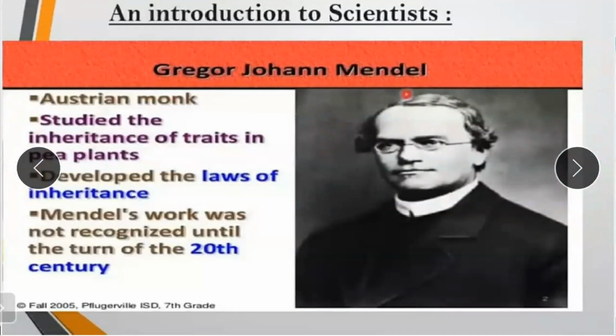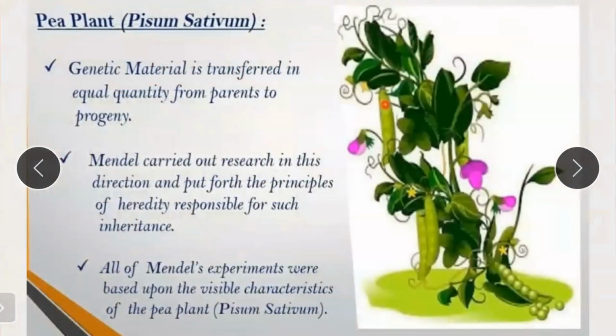Today we have seen about Gregor John Mendel, who was an Austrian scientist. He studied the inheritance of traits in a pea plant, and he developed the laws of inheritance. Mendel's work was not recognized until the turn of the 20th century. He performed all his research on the pea plant. What is the scientific name of this plant? Pisum sativum. Here the genetic material is transferred in equal quantity from parents to progeny. So Mendel carried out research in this direction and put forth the principles of heredity, which are responsible for such inheritance.